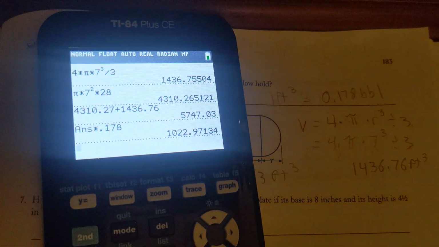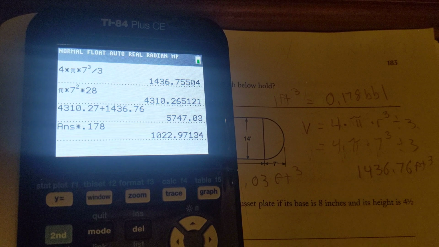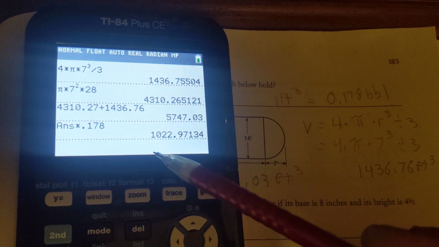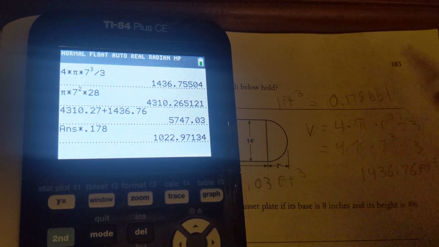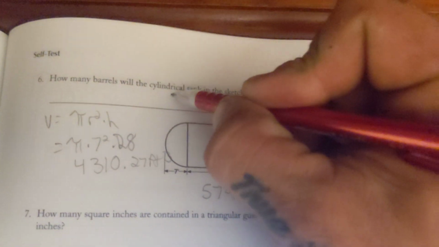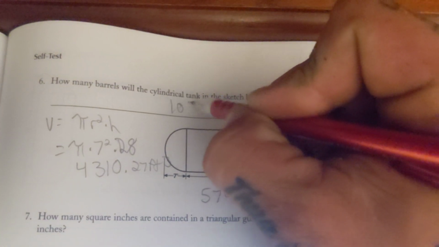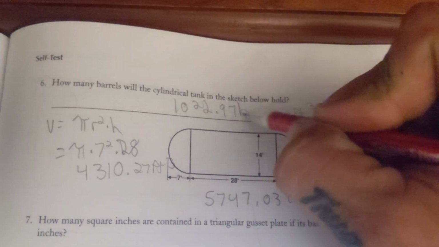So this cylinder would hold, if you round to 2 decimal places, basically 1,022.97 barrels. So you're looking for 1,022.97 barrels.